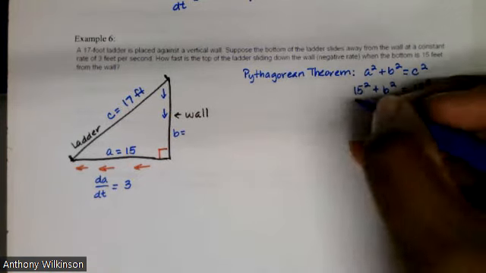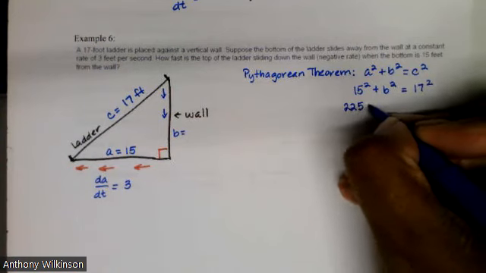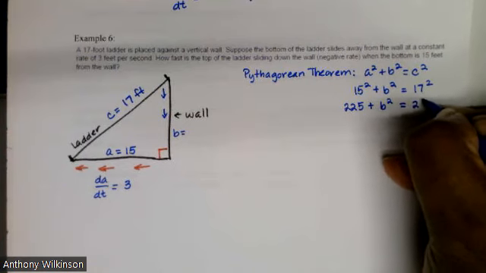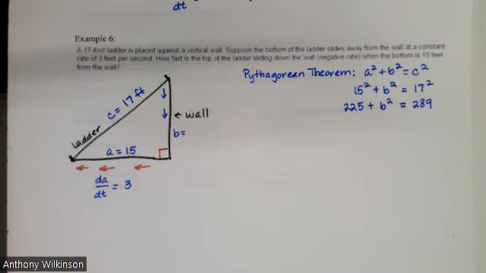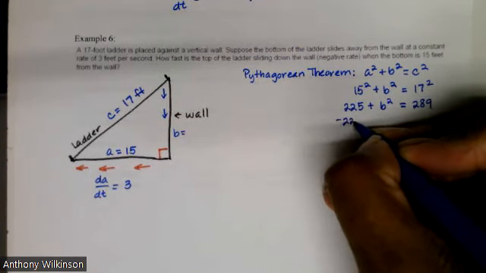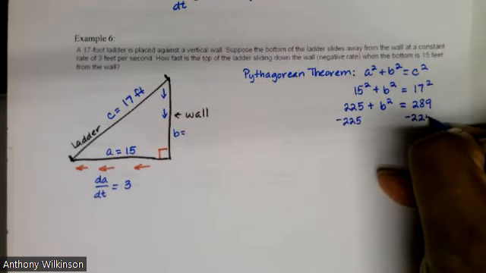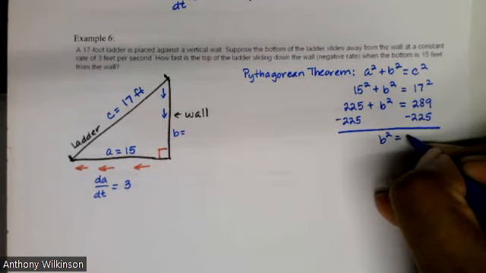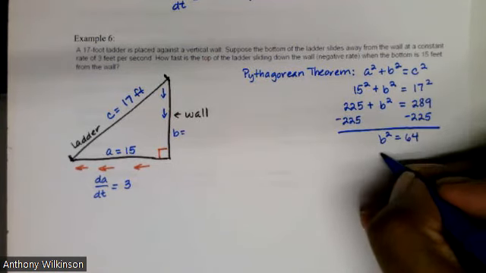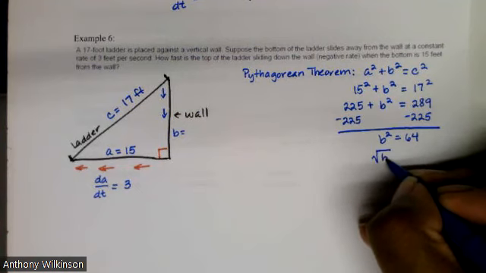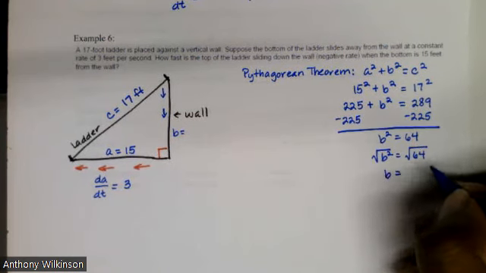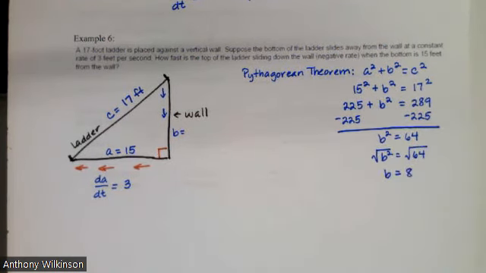Square the 15, that'd be 15 times 15, or 225, plus B squared, which is what we're trying to find. 17 squared is 17 times 17, or 289. And then to get B squared by itself, we subtract 225 on both sides. So that means B squared is equal to 64. And then to find out what B is, we take the square root on both sides. We're going to be using a positive value because lengths are not going to be negative. The square root of 64 is 8. So B is going to be equal to 8.